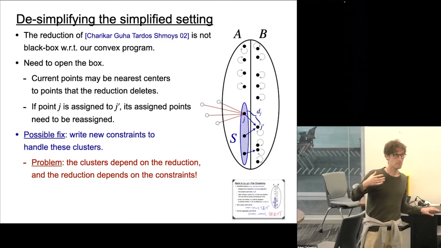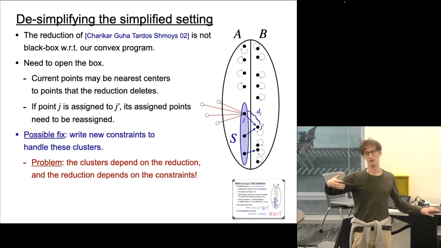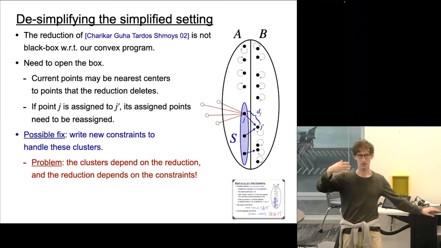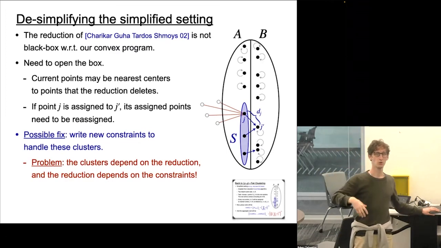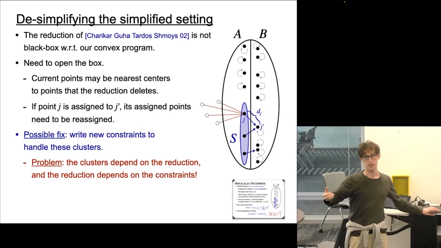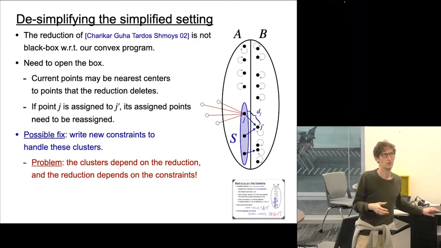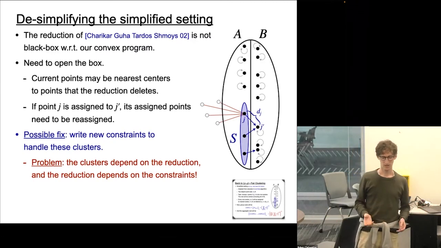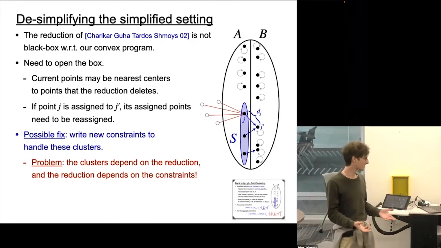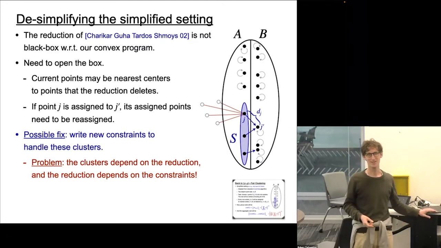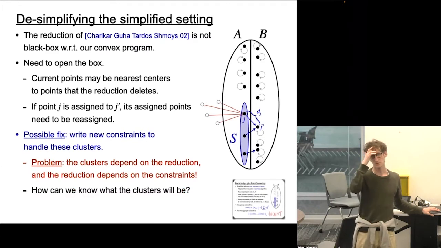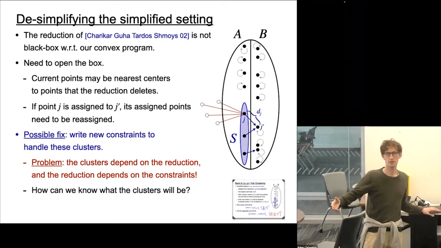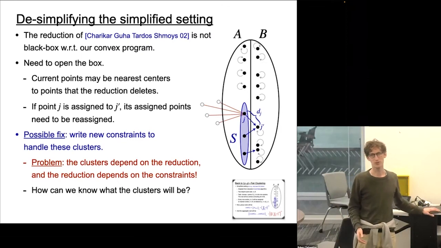But these clusters arise in the reduction, right? We run this reduction algorithm, using the convex program, in order to know what these clusters are. So we can't use the convex program to decide what these clusters are, and now add constraints based on these clusters. There's kind of a circular logic here, because there's no way to know a priori what these clusters in this decomposition are going to be.